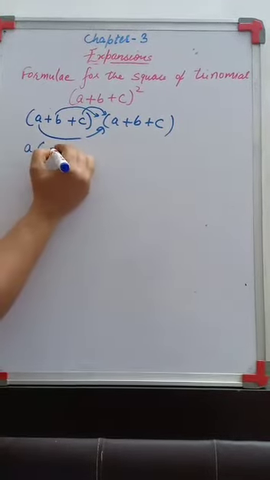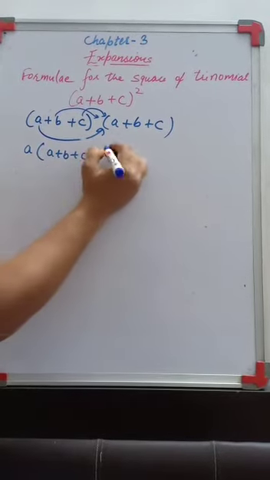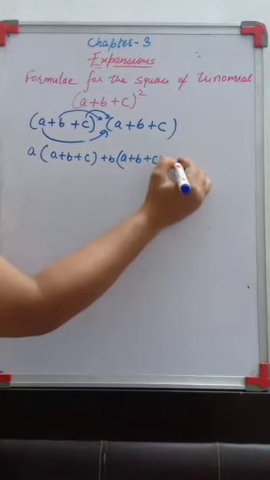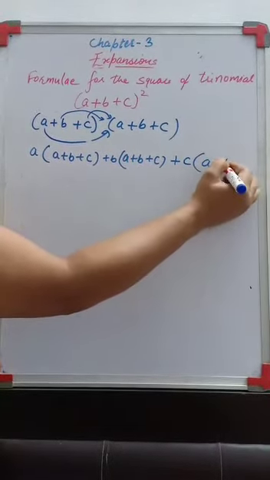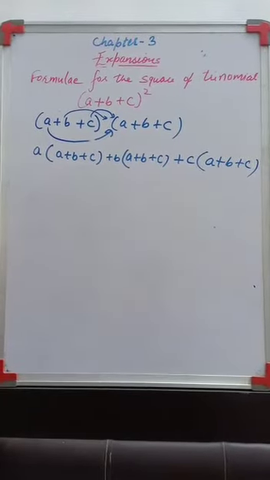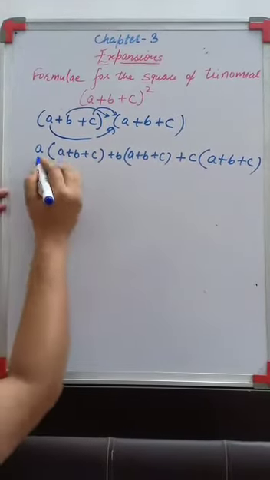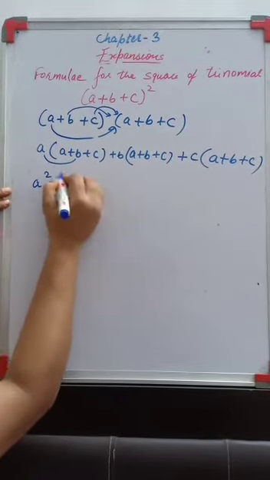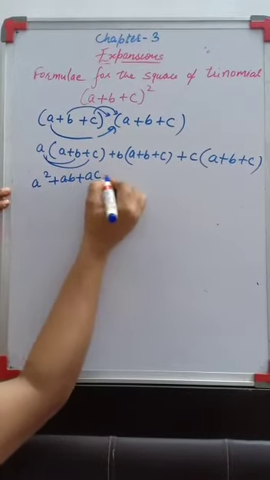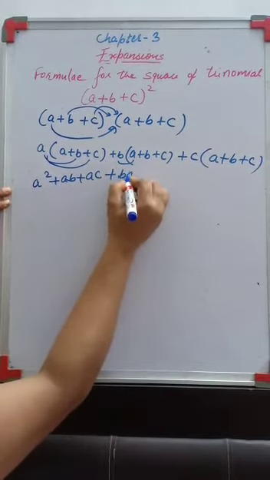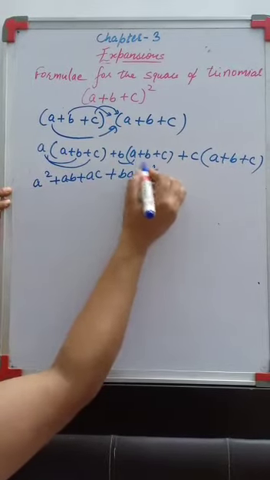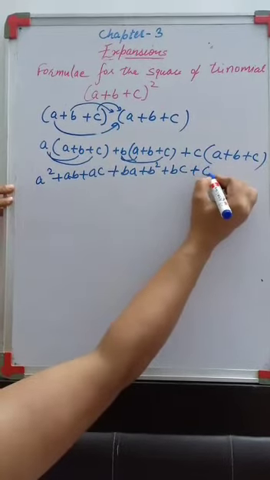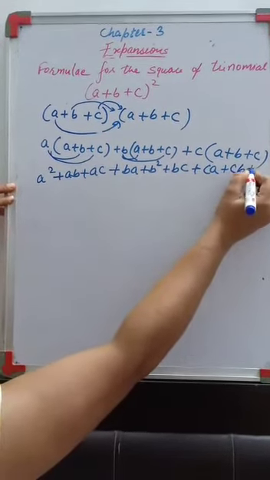So what it will be? A into a plus b plus c, then plus b into a plus b plus c, and then plus c into a plus b plus c. So if I multiply, open the brackets, what I will get? A into A, it will be A square plus AB plus AC. B into A is BA, B into B is B square, B into C it will be BC, plus C into A, CA, plus CB plus C square.